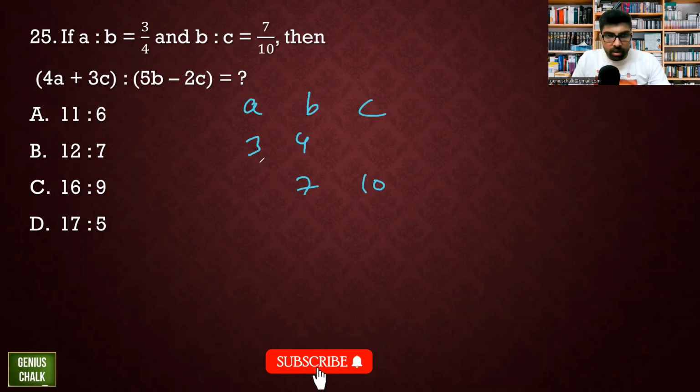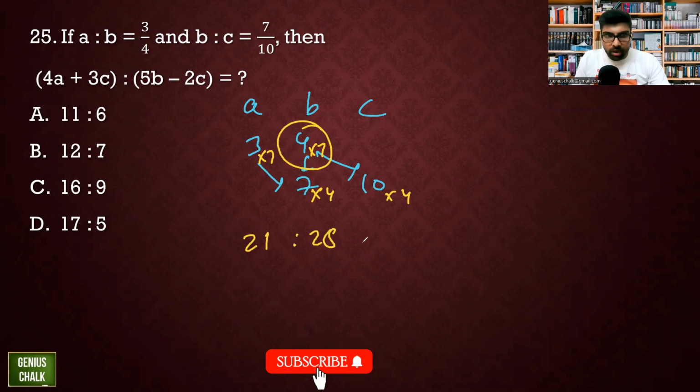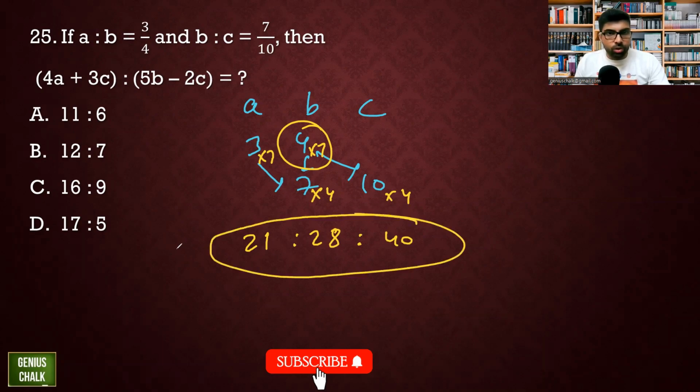Let's solve. So A, B, C, it is 3 is to 4, and it is 7 is to 10. I have told you this way also, or do like the previous method. Multiply this by 7, and this by 4. So this becomes 21 is to 28 is to 40. Now, can they be cancelled further? No, they are not cancelled. So directly put the values and get your results.